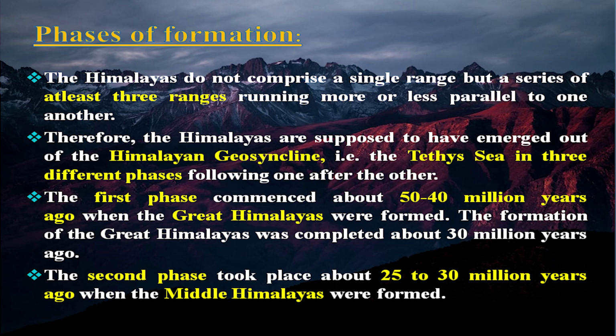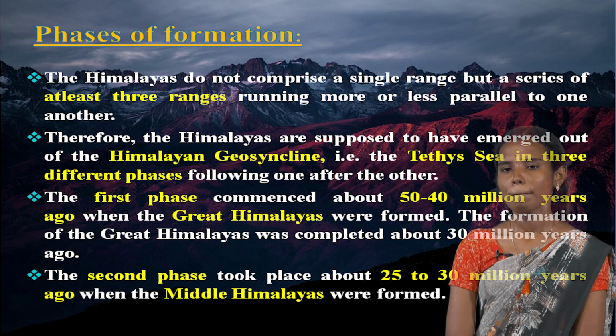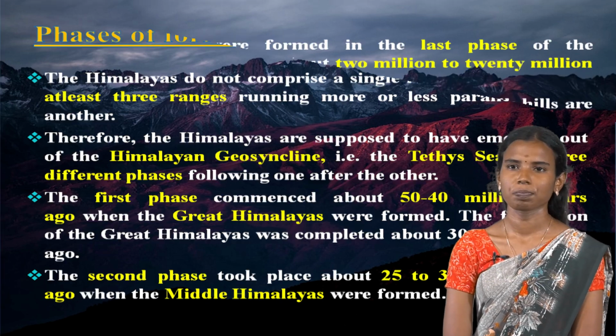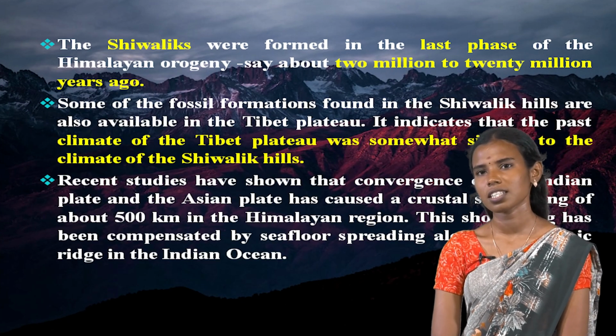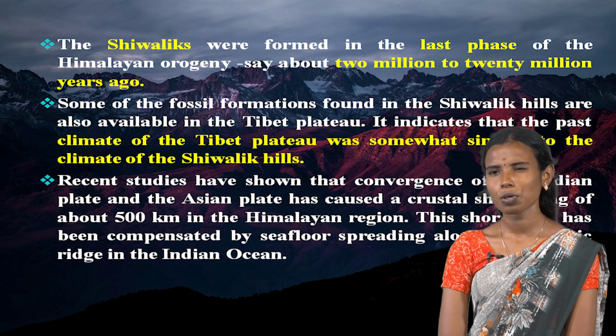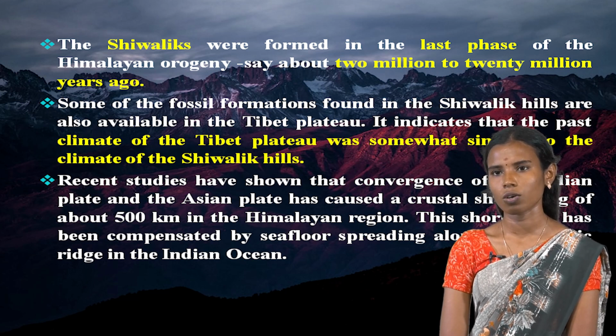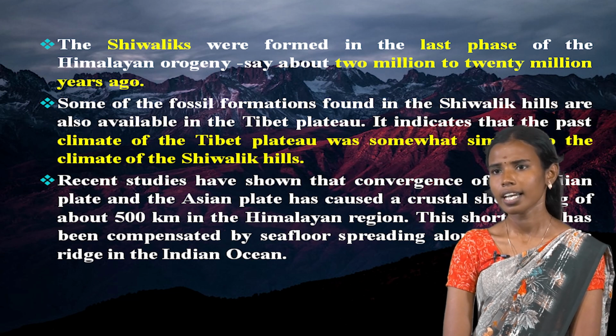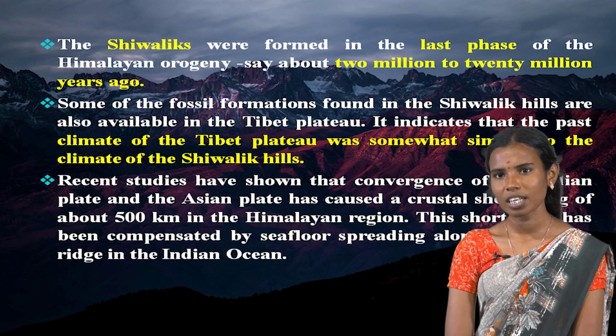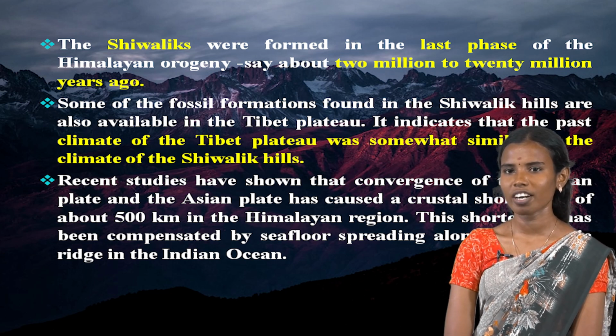The second phase took place about 25 to 30 million years ago when the Middle Himalayas were formed. The Shivalik, the last one, were formed in the last phase of Himalayan orogeny, about 2 to 20 million years ago. Some of the fossil formations found in the Shivaliks are also available in the Tibetan plateau. It indicates that the past climate of the Tibetan plateau was somewhat similar to the Shivalik hills.